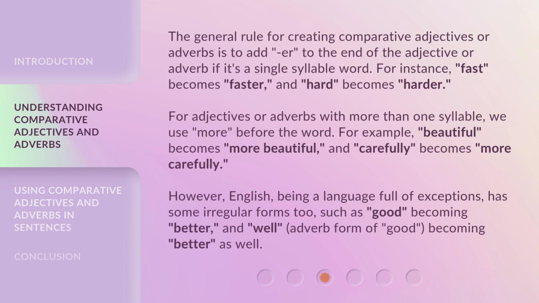The general rule for creating comparative adjectives or adverbs is to add "er" to the end of the adjective or adverb if it's a single-syllable word. For instance, fast becomes faster, and hard becomes harder. For adjectives or adverbs with more than one syllable, we use "more" before the word. For example, beautiful becomes more beautiful, and carefully becomes more carefully.